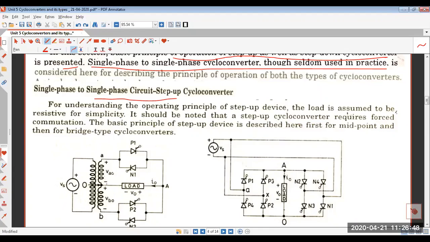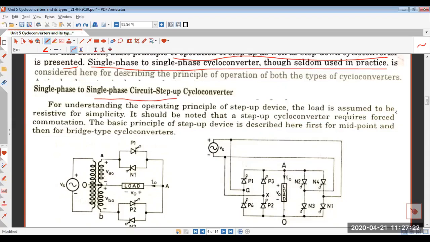Okay, so here the type of commutation which is used for SCR can be both, means we can use forced commutation as well as natural commutation. That all depends upon which SCR is made to conduct and which SCR is turned off purposefully. I hope you are very clear about forced commutation and natural commutation. If not, I can repeat.